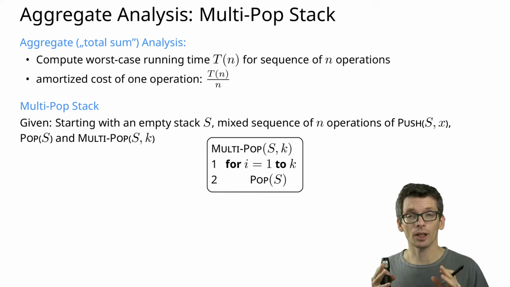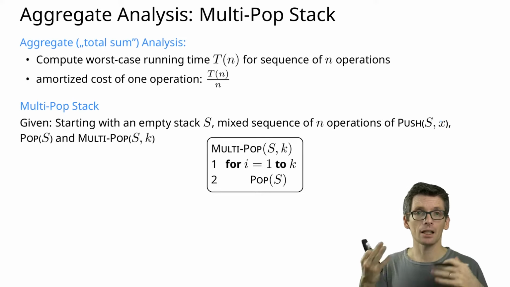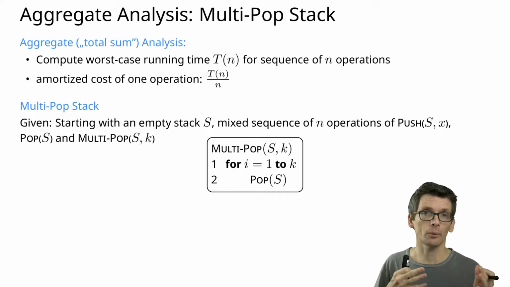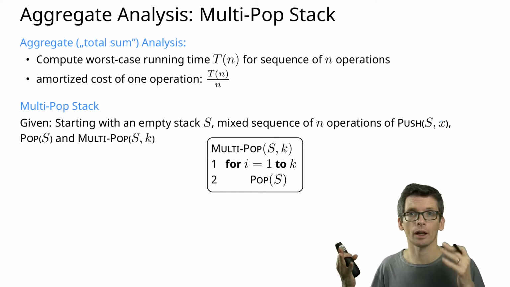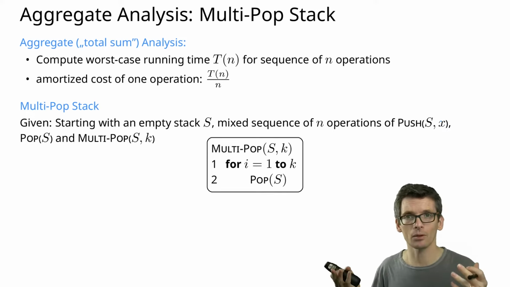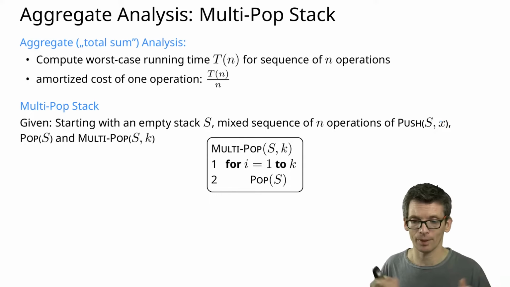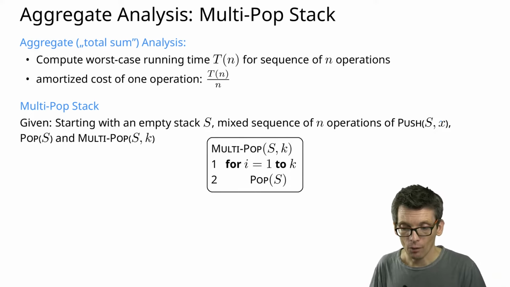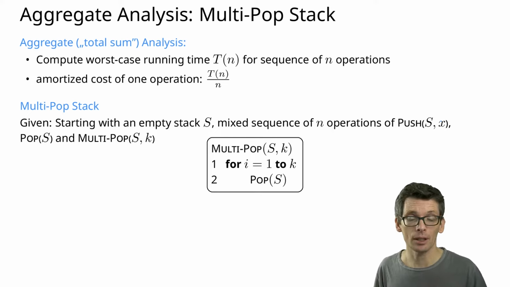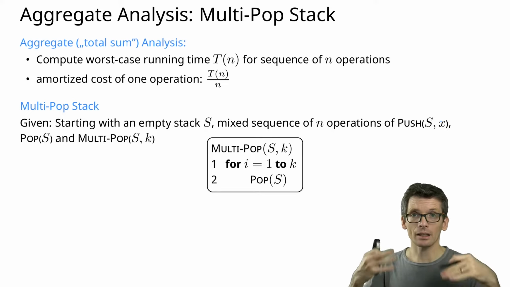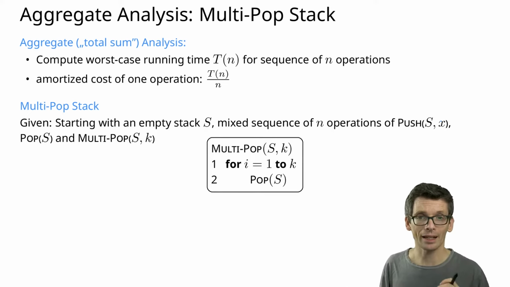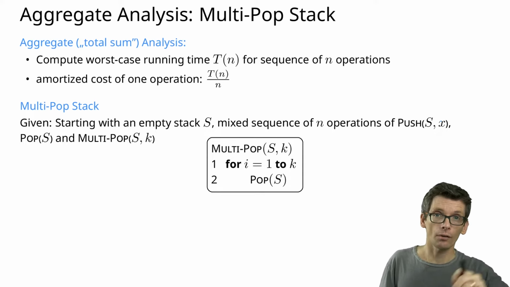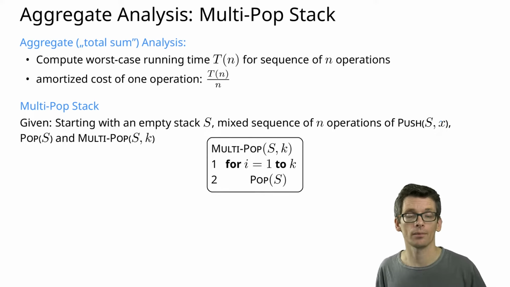How does this look for our example? In the algorithm we had a mixed sequence of pushes and multipops. But let's say we have a mixed sequence of push, pops, and multipops. Furthermore, we are starting with an empty stack S. That is our setting, and now we want to analyze the running time of the whole sequence.